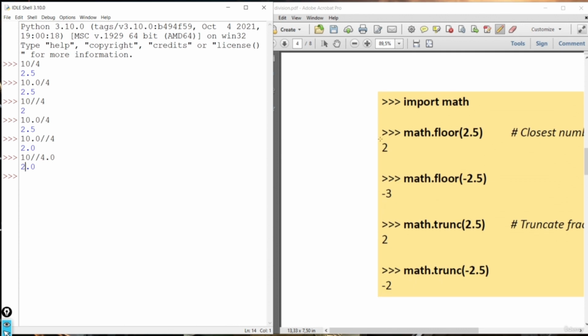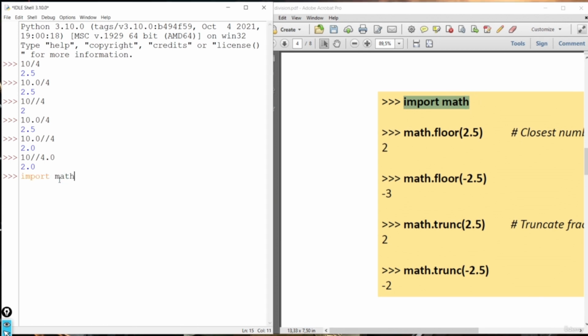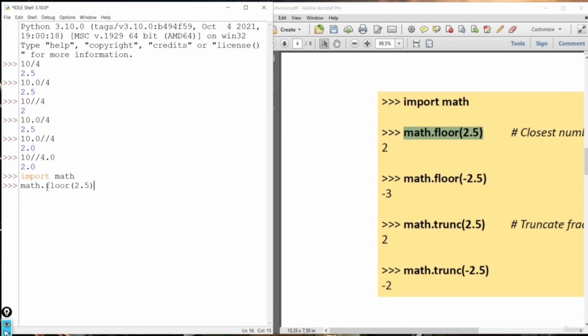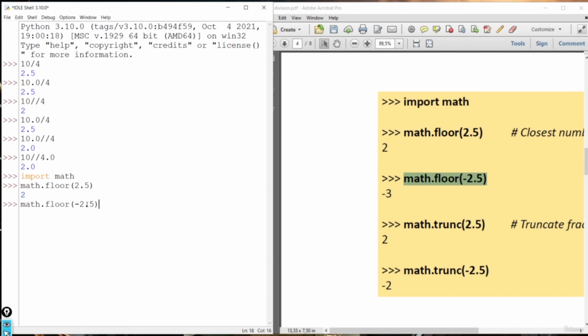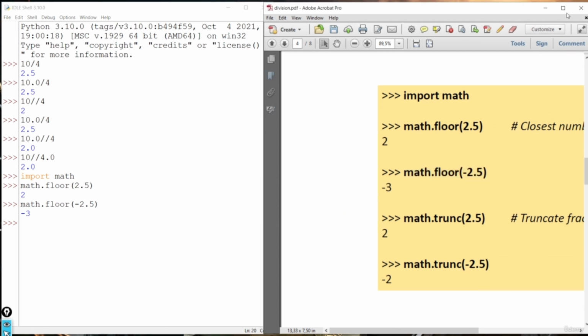Okay, now consider the math module here. Let me import the math module. If I type math.floor(2.5), I get 2. Let me try this negative number. math.floor(-2.5), I get -3. So truncation is also very straightforward. Okay, let me go to the next slide.